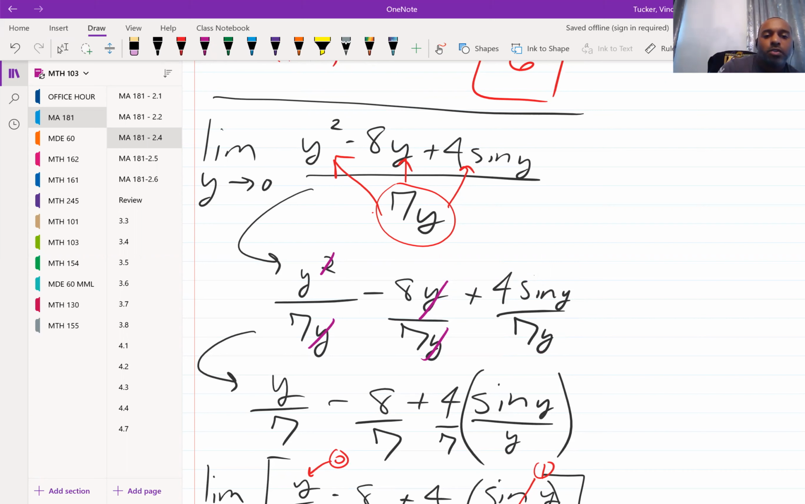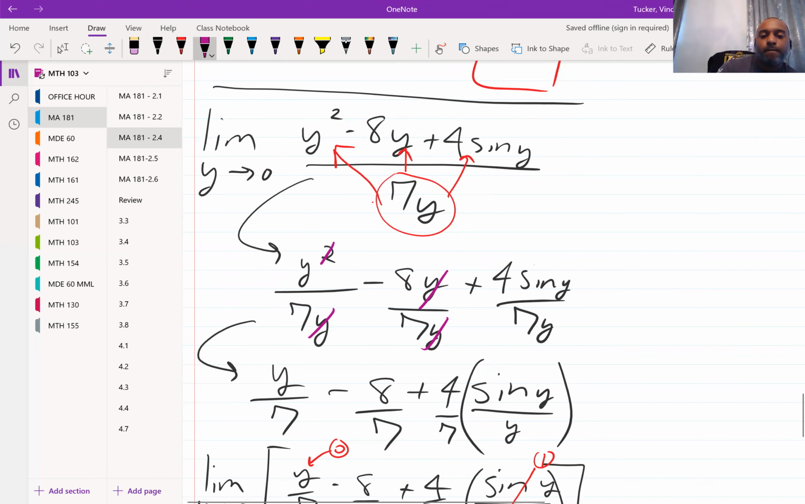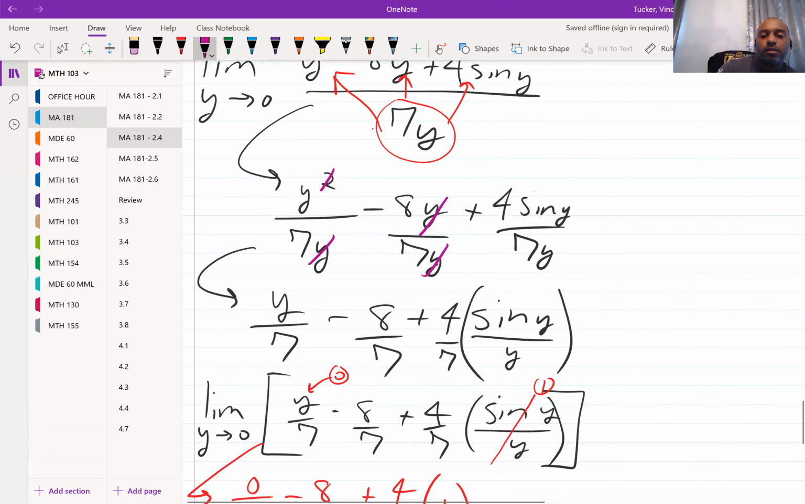So now I have y over 7 minus 8 over 7 plus 4 over 7 sine y over y. And so, of course, we separate this piece because that will help us to get 1 when we apply the limit as y goes to 0. All right. So this is our expression simplified as much as possible. We have y over 7 minus 8 over 7, excuse me, plus 4 over 7 times sine y over y.